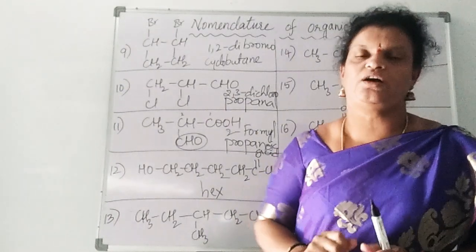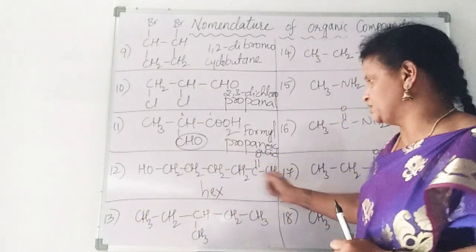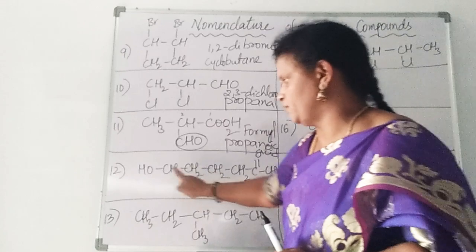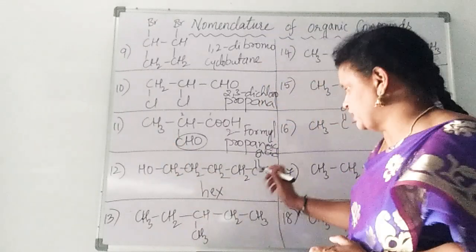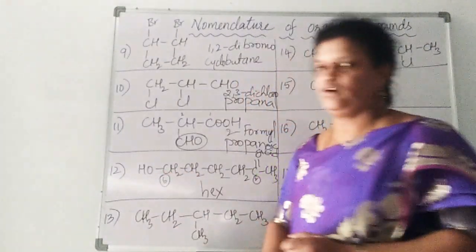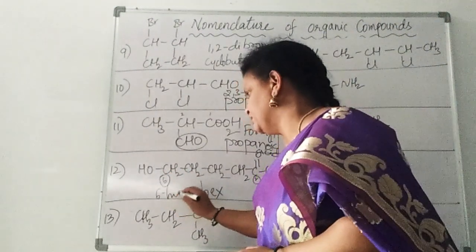Keto group and alcohol functional groups are there. The keto group is given more priority, so from that side we have to start counting: first, second, third, fourth, fifth, sixth. Right. So on the second carbon we have this keto group, and on the sixth carbon we have the OH group. So that is why we will write here 6-hydroxy.